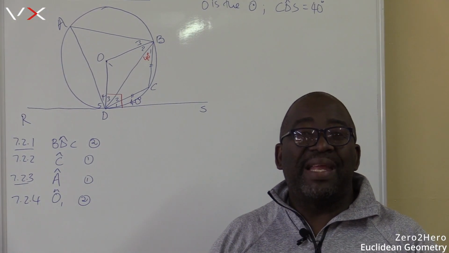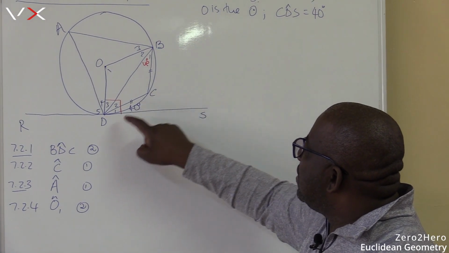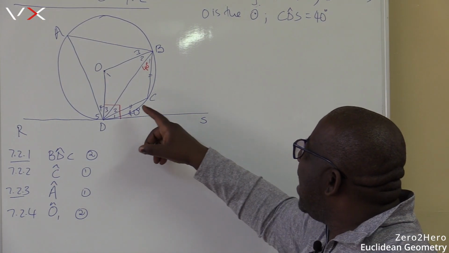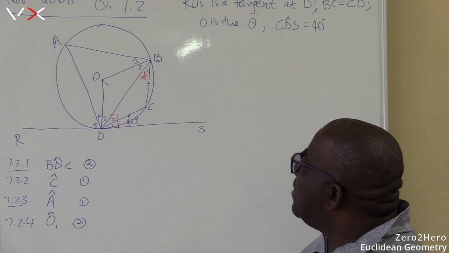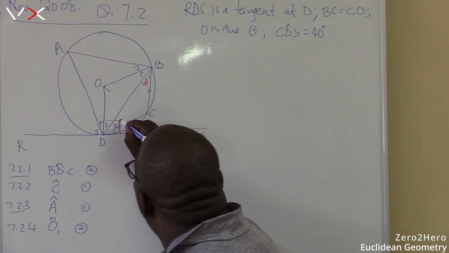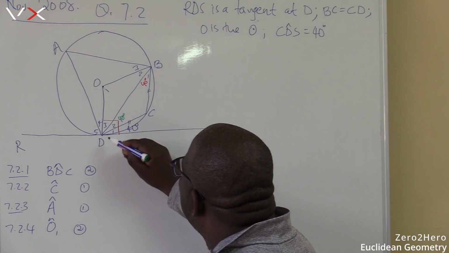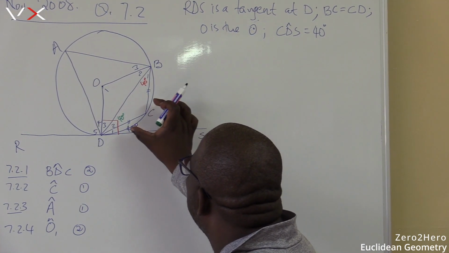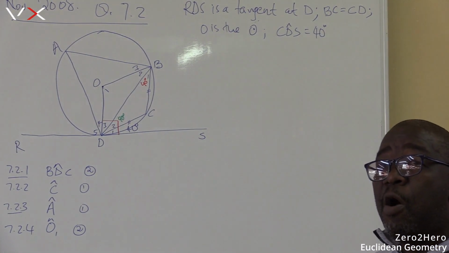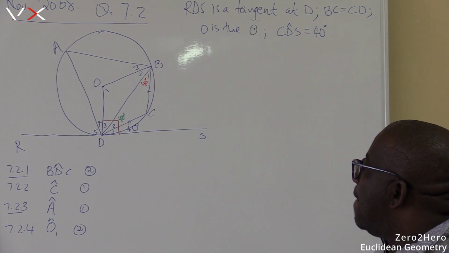We go back to grade 9. BC equal to CD. What type of triangle is this one? It is an isosceles triangle. Remember that angles opposite equal sides are also the same. So what is this saying to me? This also is equal to 40 degrees. How did we find this 40? From the fact that we've got an isosceles triangle where this side is equal to this side. So the base angles, or angles opposite equal sides, are the same. So that will be 40 degrees.